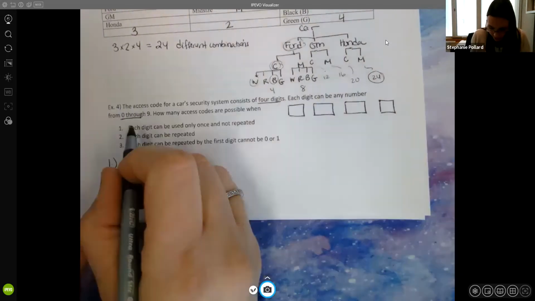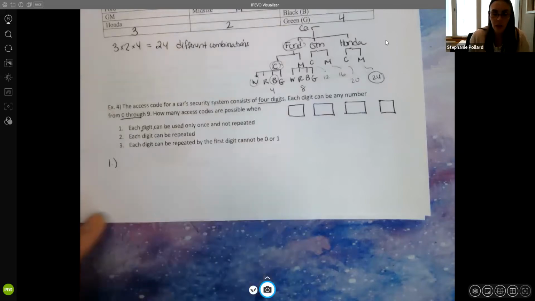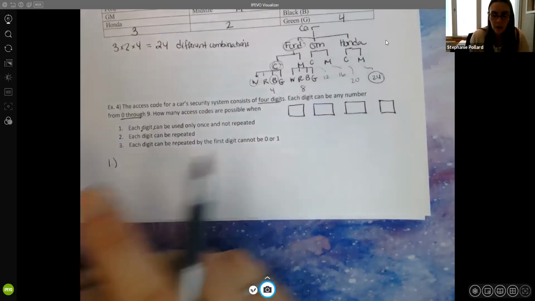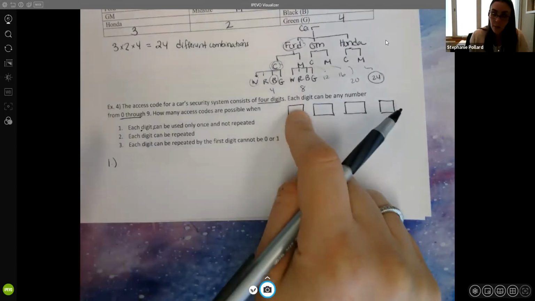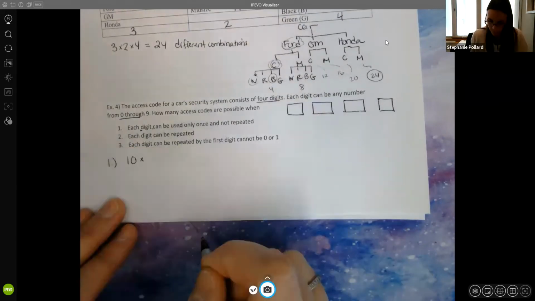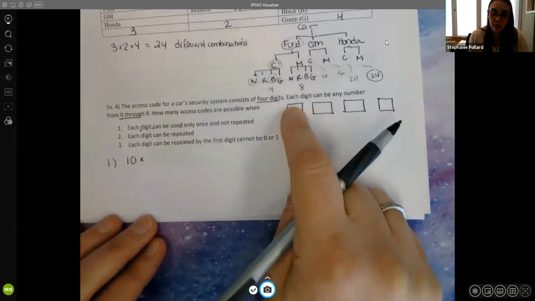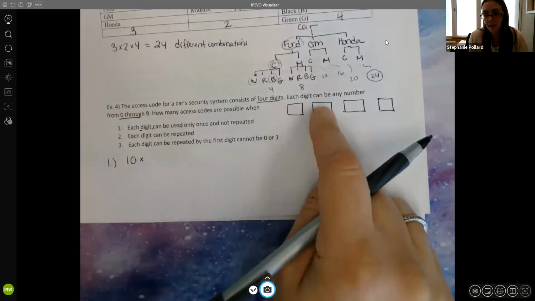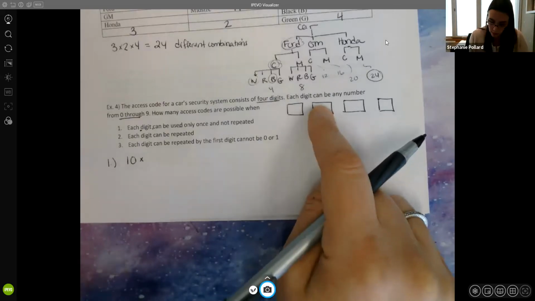So in the first case, each digit can be used once and not repeated. So let's think about this. In the first case, you could use numbers 0 through 9, right? So you have 10 options there that you can use. Well, we can't repeat. So let's say I use 9 in the first one. I can't use 9 in the second number here. So I don't have 10 options anymore. I only have 9 options.